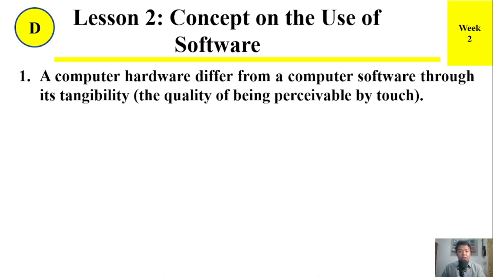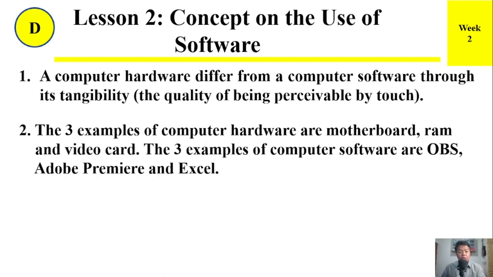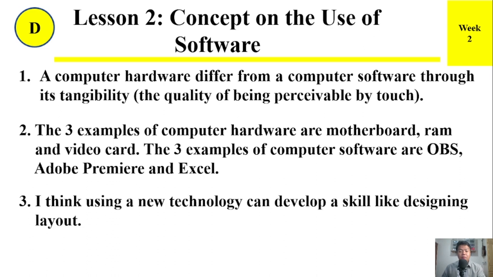Number 1, a computer hardware differs from a computer software through its tangibility, the quality of being perceived by touch. Number 2, the 3 examples of computer hardware are motherboard, RAM, and video card. The 3 examples of computer software are OBS, Adobe Premiere, and Excel. Number 3, I think using a new technology can develop a skill like designing layout.